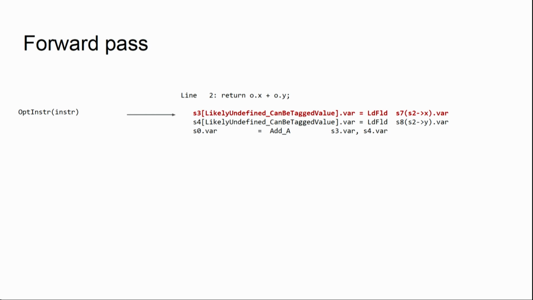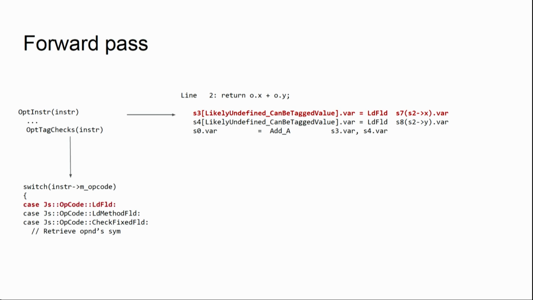So, as I said, in the forward pass, you go over each instruction forward. Each instruction will basically go through this OptInstr function. And as I said, this thing will call about 40 to 50 functions, passing the instruction. And some of these functions will not actually do anything, and some of them will do something. So at some point, OptInstr will call this thing called OptTagChecks on that instruction. And if you look at the code, you can see that you have a switch statement with a case for when the opcode is a LdFld, which is what we have here. So this function actually is supposed to do some things when we have this instruction.